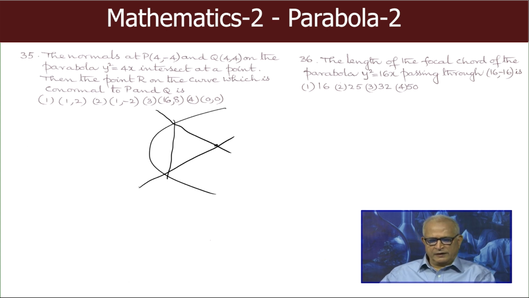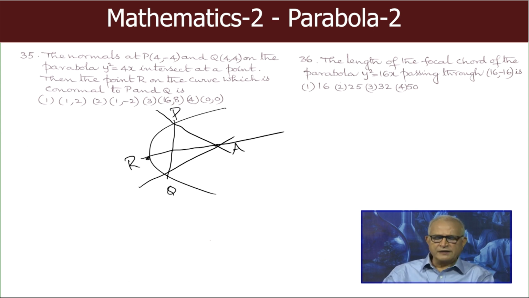Then the point R on the curve, which is co-normal to P and Q, is asked. There must be some other point at which the normal drawn also passes through. Co-normal means all the three normals drawn to the parabola at three different points are concurrent. If the first two normals drawn to the parabola at P and Q meet at some point A, and R is the point on the parabola at which the normal drawn to the parabola also passes through A, then you say that P, Q, R are co-normal points.